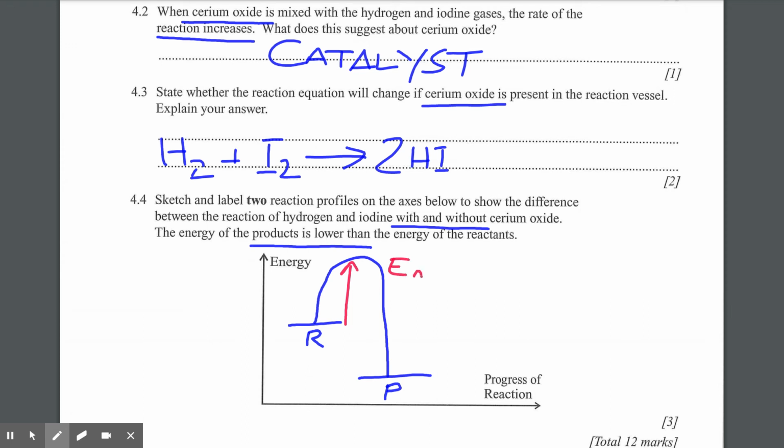So EA in this example is without the catalyst, and what we're going to be asked to do is to then draw a second line where the activation energy is lowered by the presence of cerium oxide. That profile will be starting in the same place, finishing in the same place, but this time the activation energy is lower, and this is the activation energy with the catalyst. And so by lowering the activation energy, it allows the reaction to proceed at a faster rate than it did without.